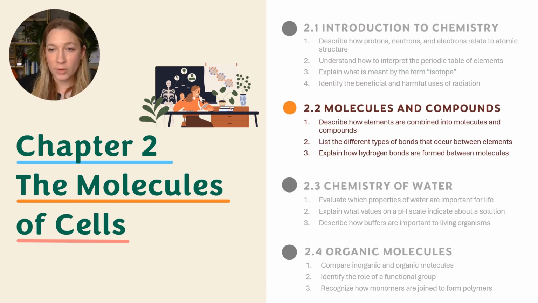This now brings us to our second section, molecules and compounds, where after visiting this, we should be able to describe how elements are combined into molecules and compounds, list the different types of bonds that occur between elements, and explain how hydrogen bonds are formed between molecules.